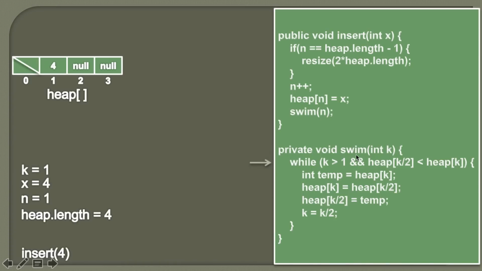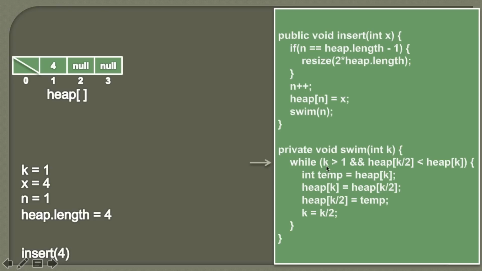So friends, in the swim method we provide a while loop. What we do in this while loop is simply check the newly inserted value with its parent, and as it is a max priority queue, we check whether its value is lesser than or greater than its parent. If it is greater than its parent, then we swap them, and if it is lesser than its parent, then we do nothing. So this is the condition we provide in this while loop.